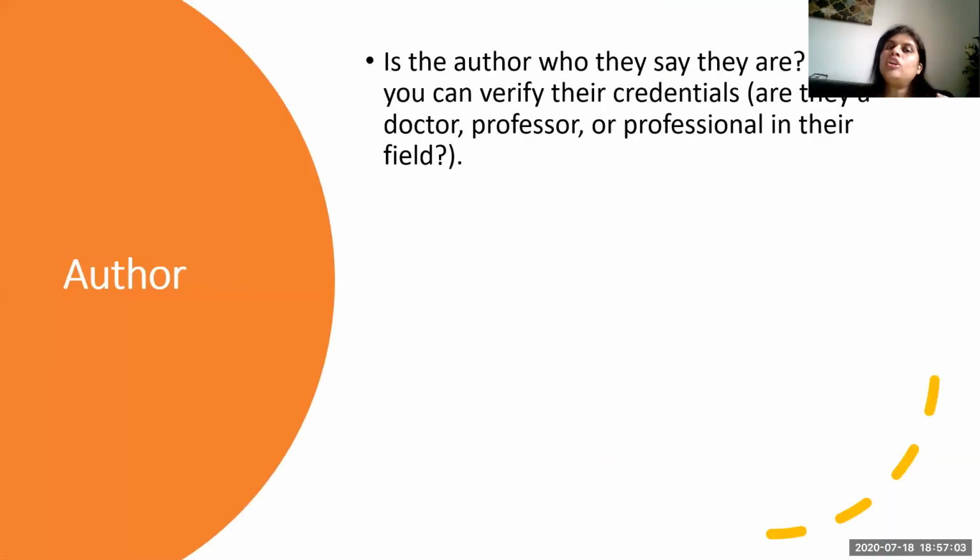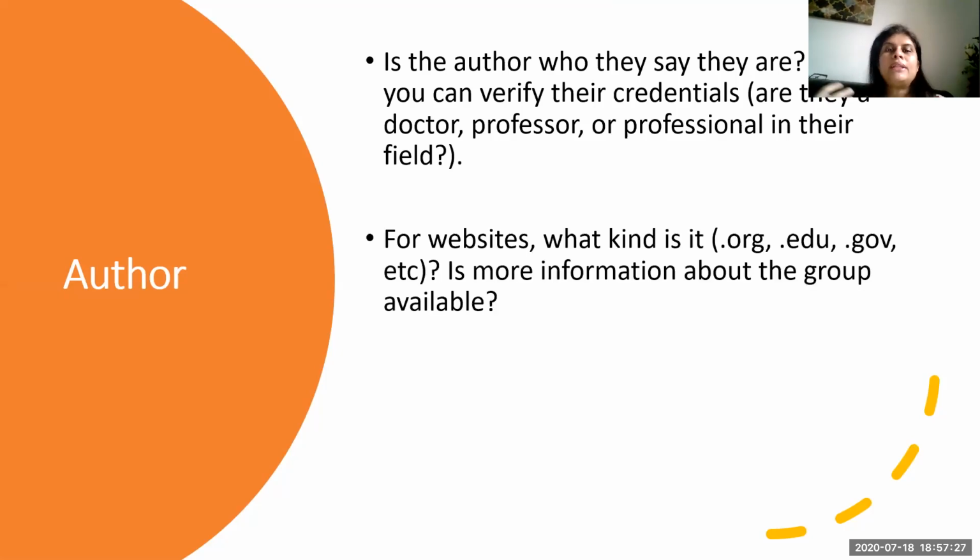When looking at the authors, you're trying to understand if the authors are who they are saying they are. You want to look at their credentials, if they are a doctor, professor, or professional or expert in their field. Do they have the credible qualification to give you the information that they are giving, and is that information reliable or not? The other element, if for instance you're looking at websites, is trying to see what kind of websites these are. Do they end in .org, .edu, or .gov?